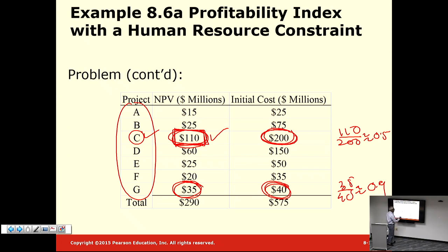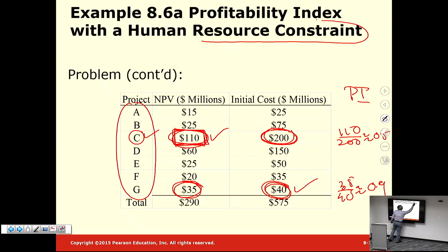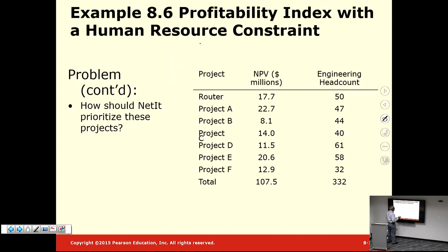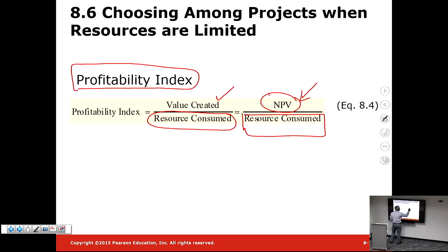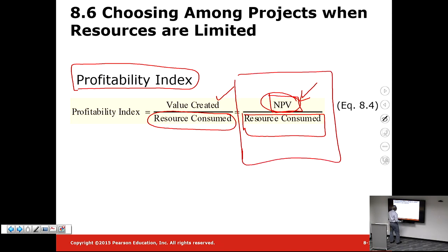So this will give me my profitability index, and project G would be a superior project compared to project C. So anytime we are faced with a resource constraint, whether it's human resources, capital resources, whatever, then we should reorder our projects. We should select our projects not just on the basis of net present value, but on the basis of profitability index.